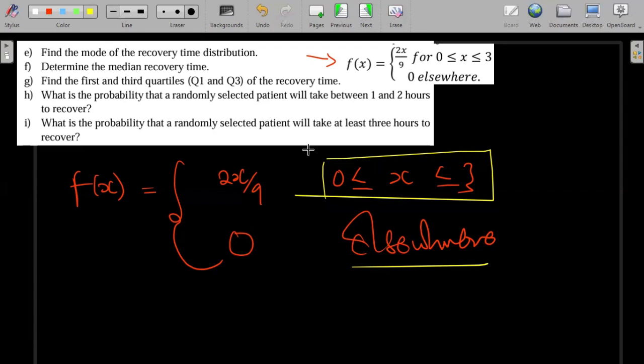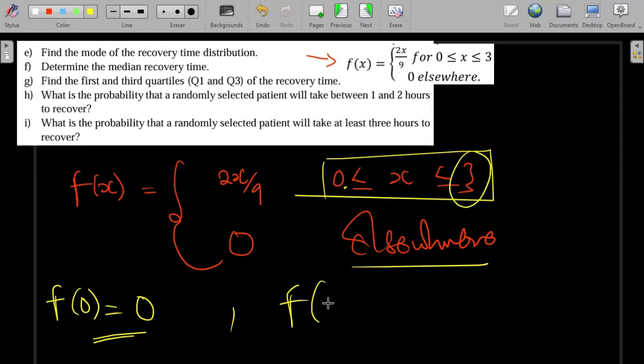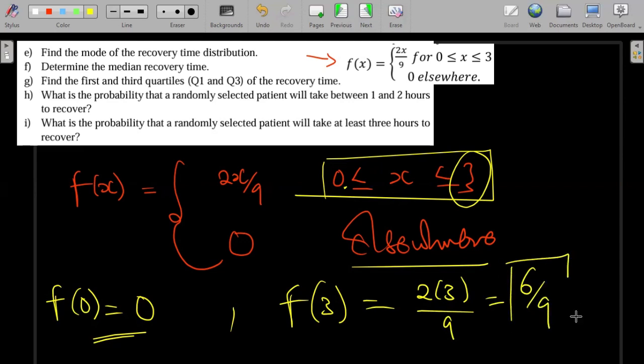So in this interval here, if I get 0 here, I'm going to get my lowest probability. If I say f of 0, that will just be 0. So this 0 is my lowest probability. Okay, so my highest probability will be when I replace what? When I replace 3 into this thing. So f of 3 will be 2 multiplied by 3 and then over 9. So this would be 6 over 9. So 6 over 9 here is my highest probability.